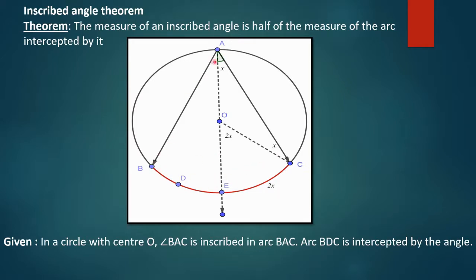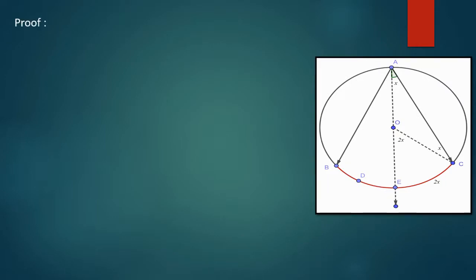So BAC is an inscribed angle and it is intercepted by the arc BDC. We have to prove angle BAC is half of the measure of arc BDC. The inscribed angle theorem states that the inscribed angle is half of the measure of its intercepted arc. In this case, angle BAC will be half of arc BDC. So we have to prove this in the theorem. Let us start with the proof.